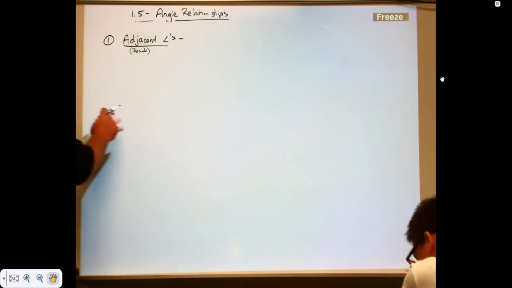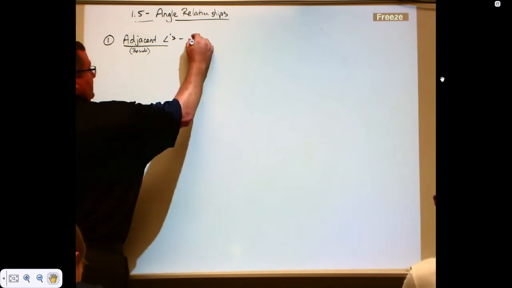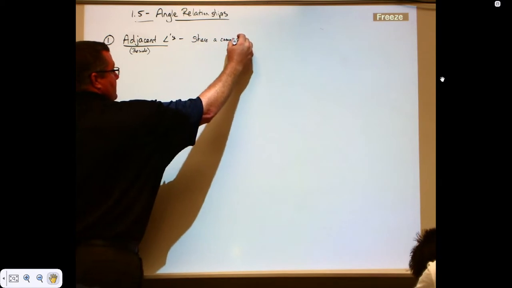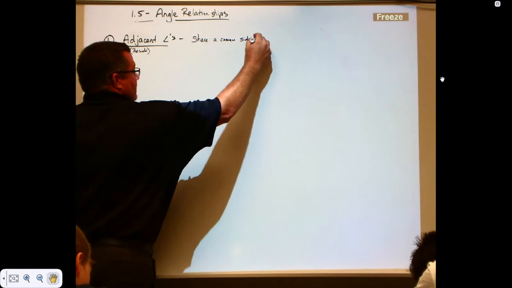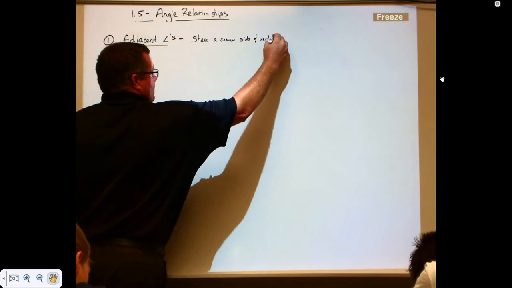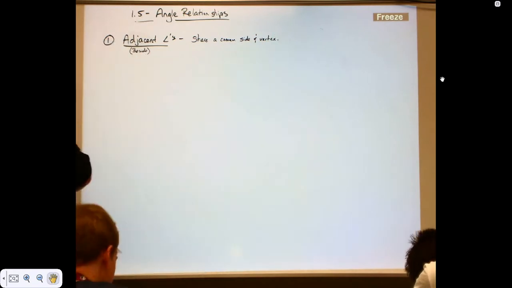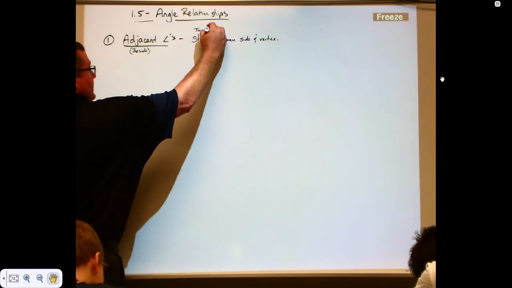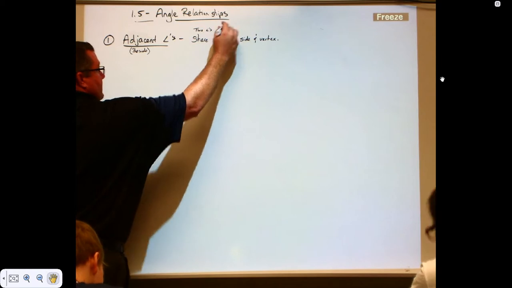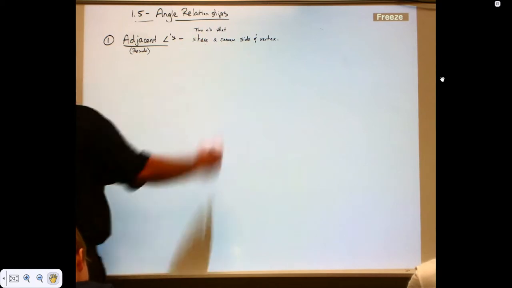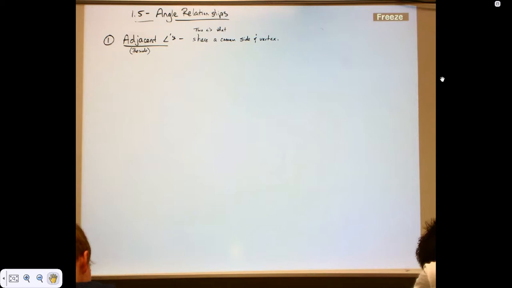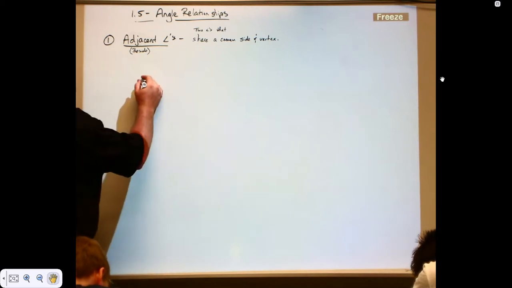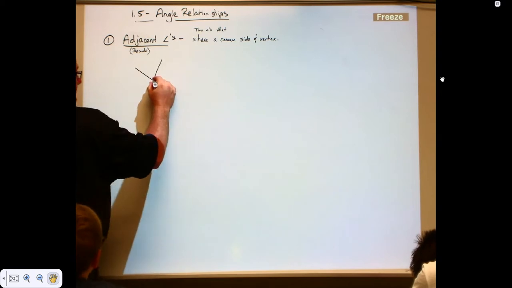But at the same time, adjacent angles share a common side and vertex. I guess I should say two angles that share a common side and vertex. I'll draw three examples up here. Only one of them are adjacent angles.